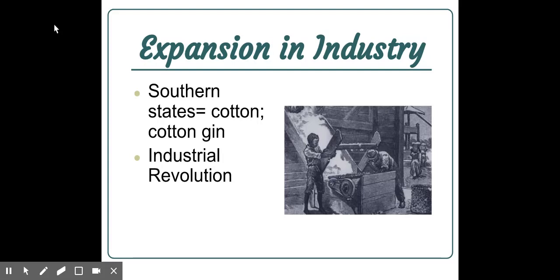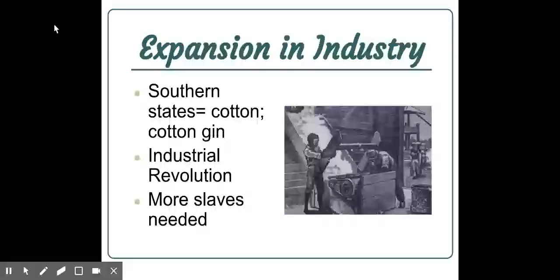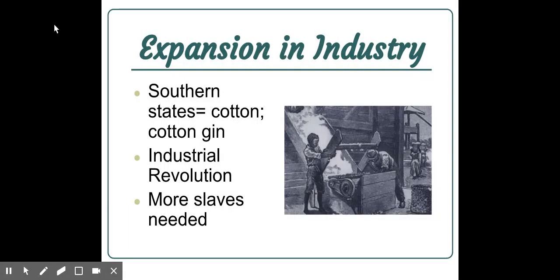Once we perfected the cotton gin and once we had more industrialization with the Industrial Revolution, we saw upwards of 1,000 pounds of cotton produced a day. So the Industrial Revolution in Britain is also creating a demand for cotton. This can now be met. And we know that cotton can be basically grown anywhere in the South, so we do have a need for more slaves.